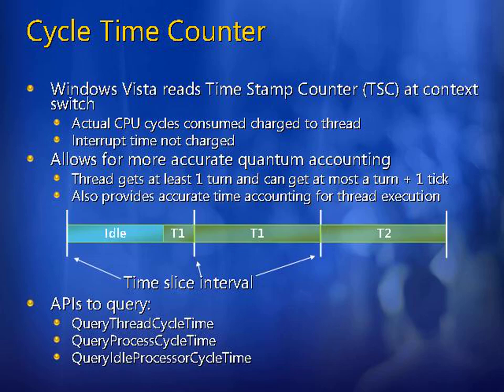This also means time slice accounting is more fair. Threads will at least get a turn when they start running, possibly a turn and a little bit extra. There are some APIs to query these numbers. That's what Mark's using in Process Explorer.